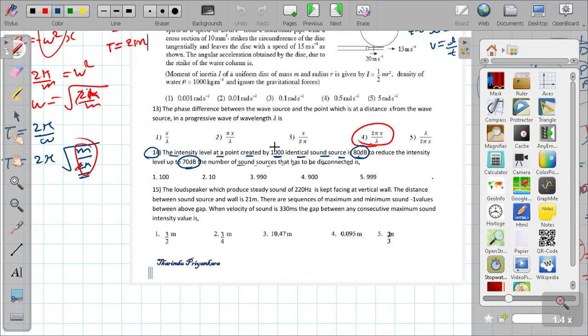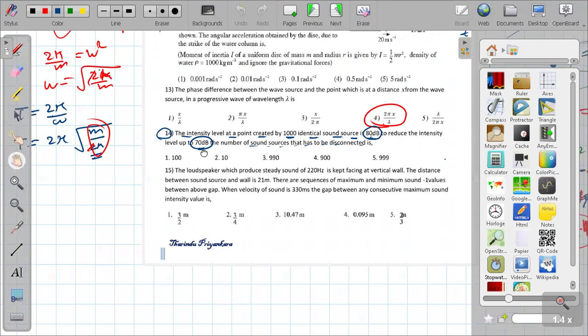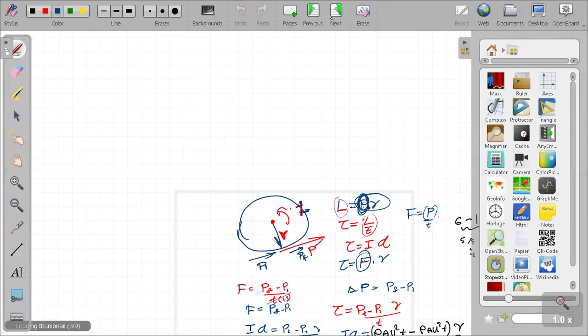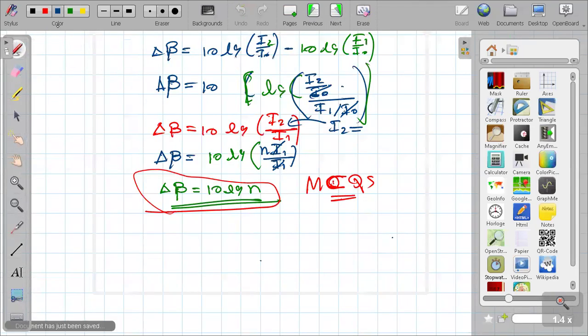What is the equation? Okay. The intensity level at a point created by 1000 identical sound sources is 80 decibel. To reduce the intensity level to 70 decibel, the number of sound sources to be disconnected is? Let's see the number.